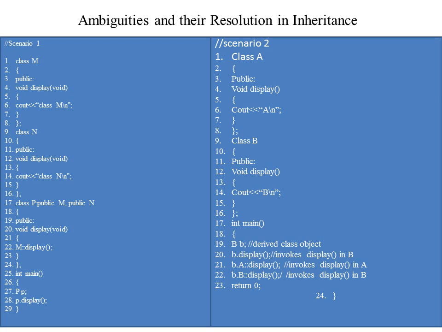Clear? Now, scenario 2. Let's discuss scenario 2. In scenario 2, you have class A. It has its display function. Class B also has its display function. Now, what is happening? In B, we are creating one object of class B in line number 19. Now, if I execute B dot display, it invokes the display function of class B.